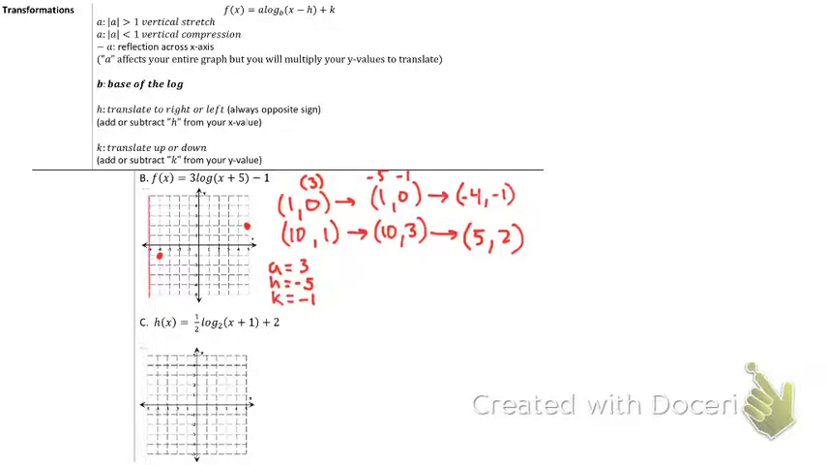Okay, so we have these 2 points. Remember, we need the L shape without crossing my asymptote. So if you look, it's going to have this shape. And that's our log graph. Okay. Let's do one more. Go a little quicker here.